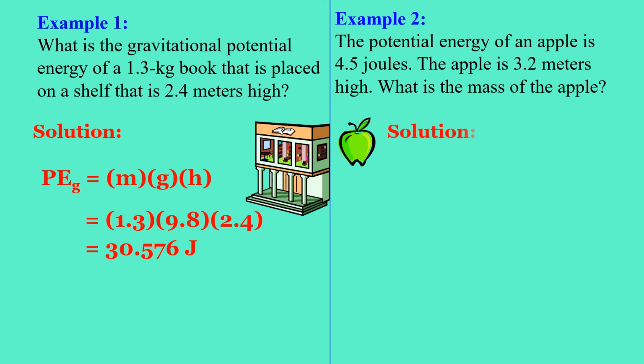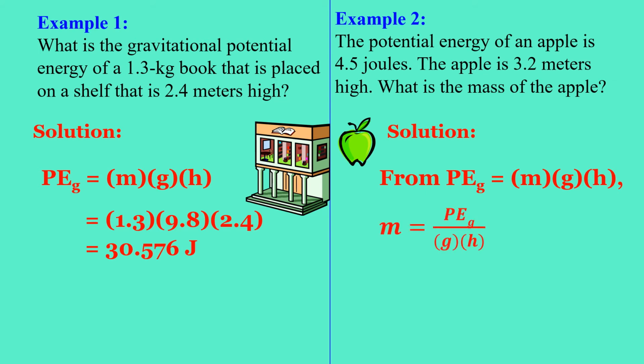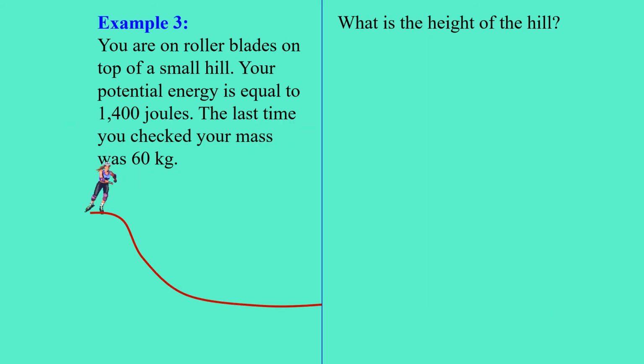Example number 2. The potential energy of an apple is 4.5 joules. The apple is 3.2 meters high. What is the mass of the apple? From PEg equals mgh and solving for m, we have m is equal to PEg all over g times h. And substituting the values, we have 4.5 for PEg over 9.8 times 3.2, and the answer is 0.14 kilograms.